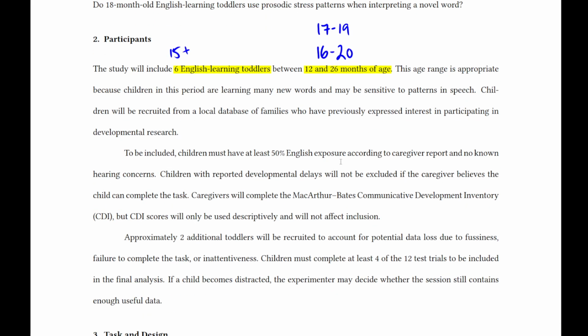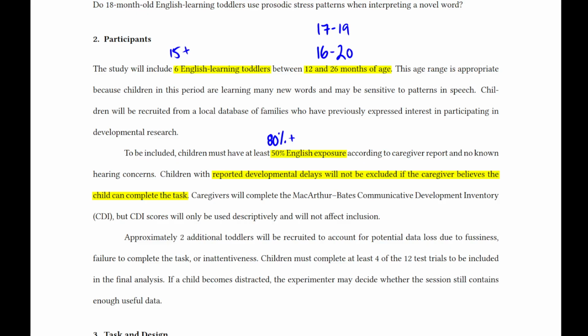To be included, children must have at least 50% English exposure according to the caregiver report and no known hearing concerns. 50% for an English learning toddler. At this point, you're entering probably bilingual territory, and bilingual children will behave differently. So if we can bump this up to at least like 80% plus, that'd be great. Maybe 70%, but we need like a vast majority of this to be English exposure if we want to test English exposed infants.